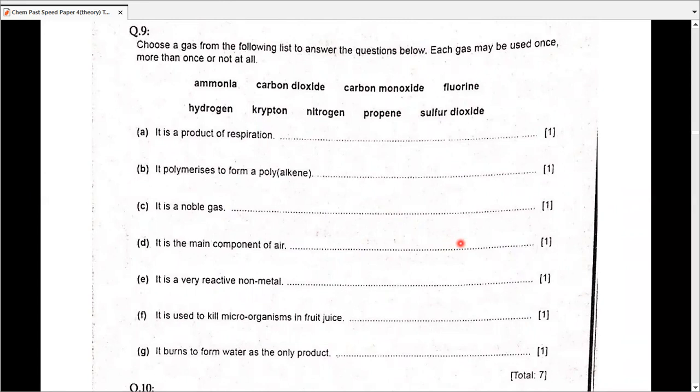Part B. Unfortunately, that's a part of chapter number 10, so I'm going to hint it out. The part B is this. Let's move on to part C. Krypton for part C. Good. Part D.